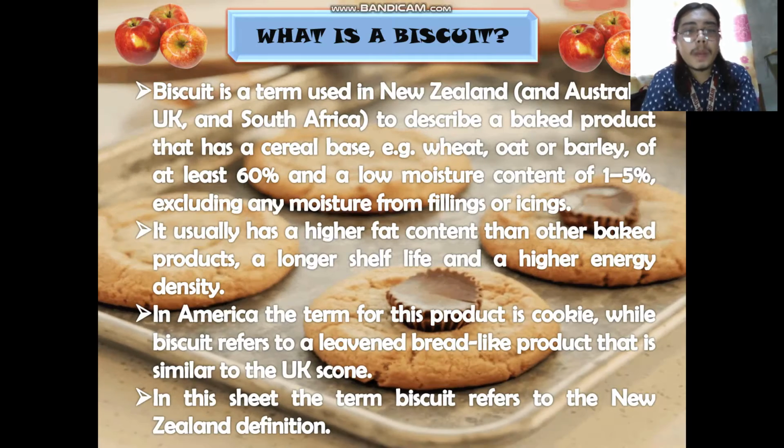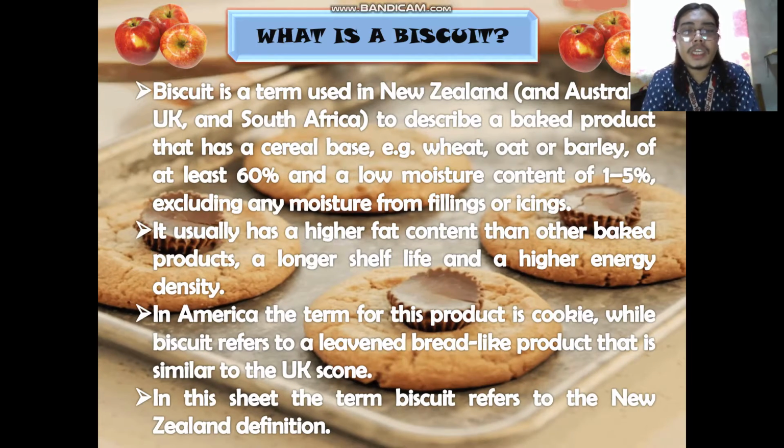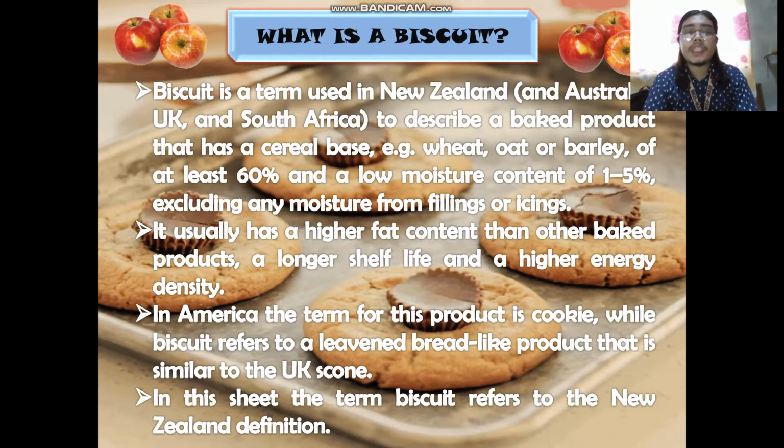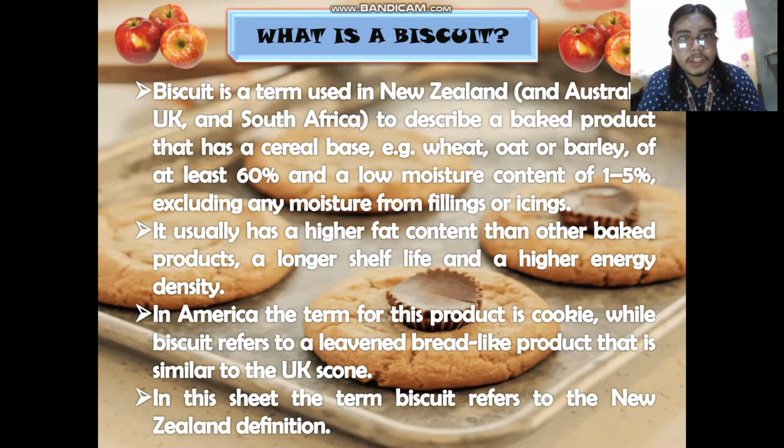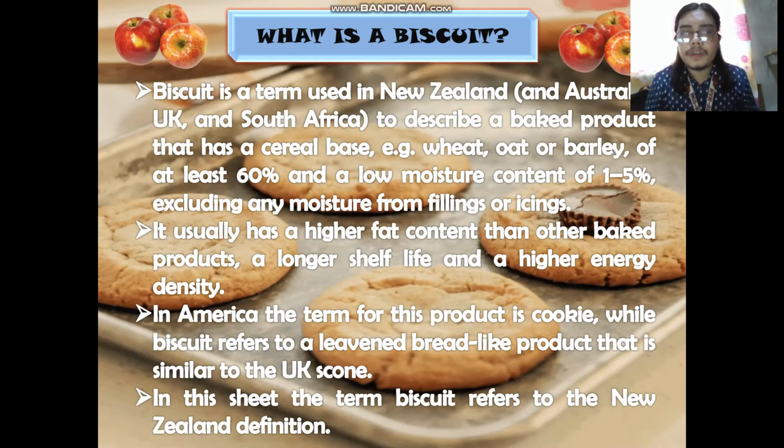In America, the term used for this product is cookie, while biscuit refers to a bread-like product that is similar to the UK scone. So in this sheet, the term biscuit refers to the New Zealand definition.